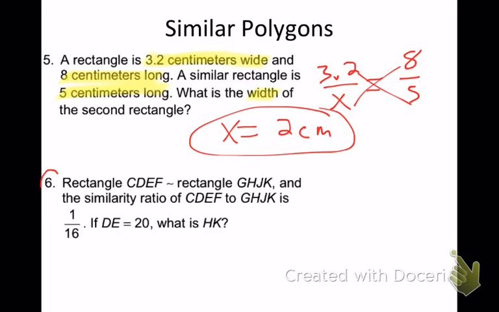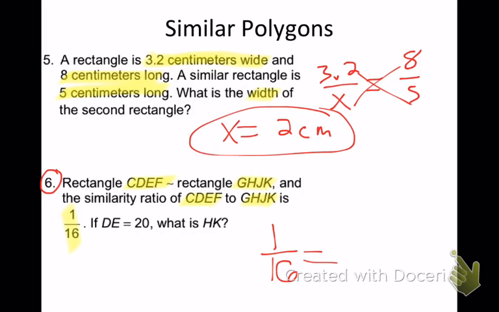Now 6, pay attention to 6 here because you have to do some reading here to understand. Rectangle CDEF is similar to rectangle GHJK. And the similarity ratio of CDEF to GHJK is 1 to 16. So that means for every 1 inch CDEF is, what do you know about GHJK? It's going to be 16. Okay? I need to set a proportion up. What do you notice? They give me one of the ratios already. What's the first ratio they give me? 1/16. Okay, so I have 1/16 equals.